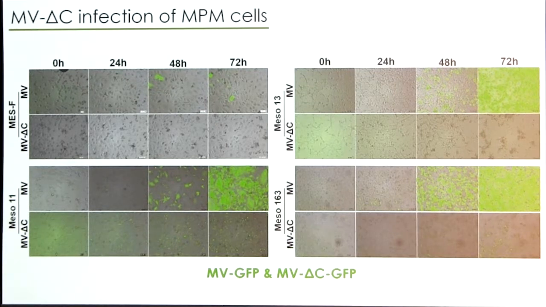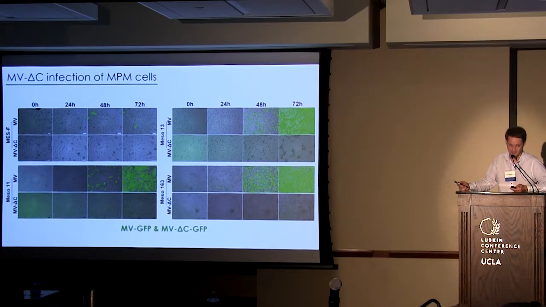At first we saw this and we thought, okay, delta C is not really good because you don't see that much green, so is it really infected or not? Actually, you can find green, it's just less green, but what's important is that it's killing really fast. If you look at Meso 13 here, it's clearer. You can see at the end that there are no cells remaining, okay? So it's killing really, really quick.